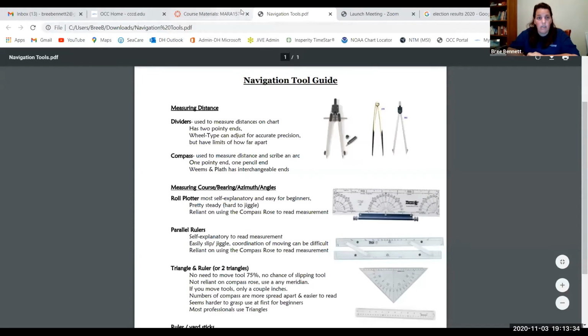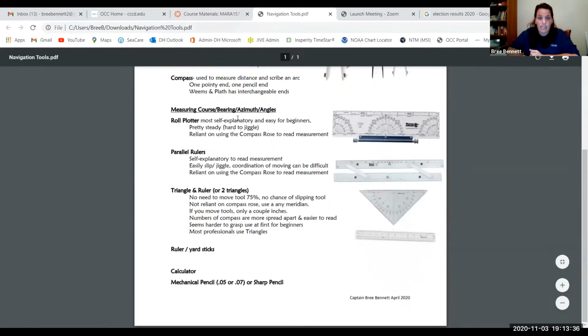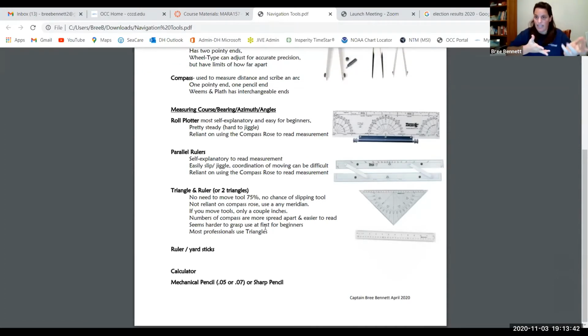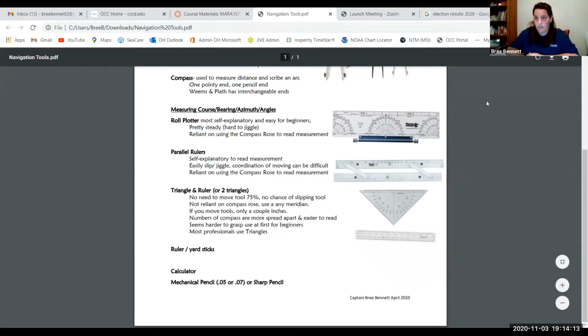Oh, okay. And then you need something to measure course, bearing, azimuth angles, something to measure angles. So you can use triangles, you can use the parallel rulers or the roll plotter. You don't need all three of these. You just need something to measure angles. So whatever you're most comfortable with. If you've used the roll plotter before, that's a great one. And then a calculator and a sharp pencil.